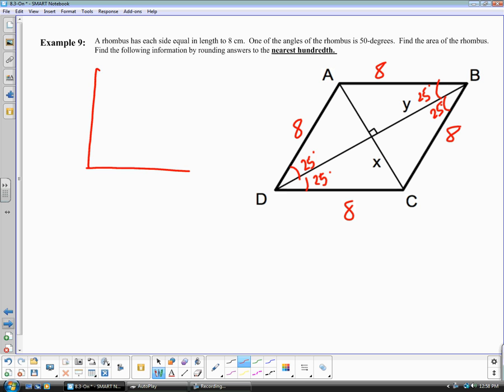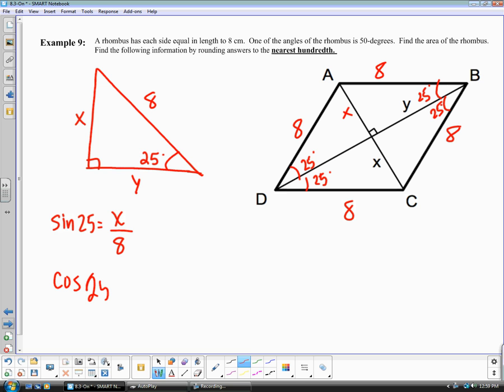Pull those triangles out, and you're going to have a hypotenuse of 8. We're going to call this x, and we're going to have this as y, and we know this angle is going to be 25 degrees. Okay, let's just set it up. We don't have to solve it. If we want to find x, we're going to take sine of 25. That's going to be opposite over hypotenuse. And then cosine of 25 is equal to adjacent over hypotenuse.